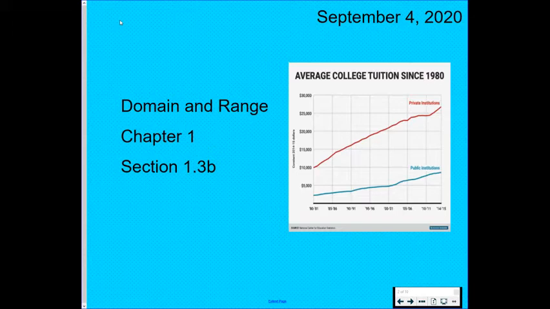Domain and range we studied a little bit yesterday, but now we're going to have to analyze it in terms of a graph. As you look at the example on the screen, average college tuition since 1980, you could describe the domain and the range in terms of what the graph represents. And the domain and range helps us to analyze the data on the graph.